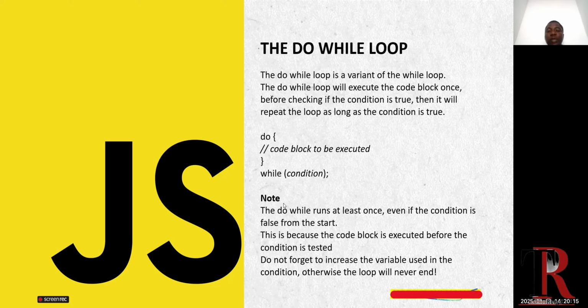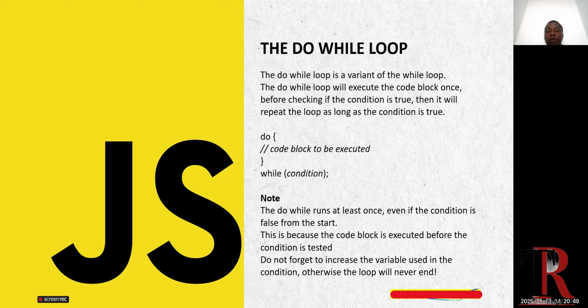And here are some notes that you need to take note of. The do while runs at least once, even if the condition is false from the start. It means that if the condition you set is false from the start, it will still run once. Once the condition is false, it will stop executing, but if the condition is true, it will continue to run. This is because the code block is executed before the condition is tested, which means that the code you put inside the do gets executed first before it checks the condition to evaluate whether it is true or false.